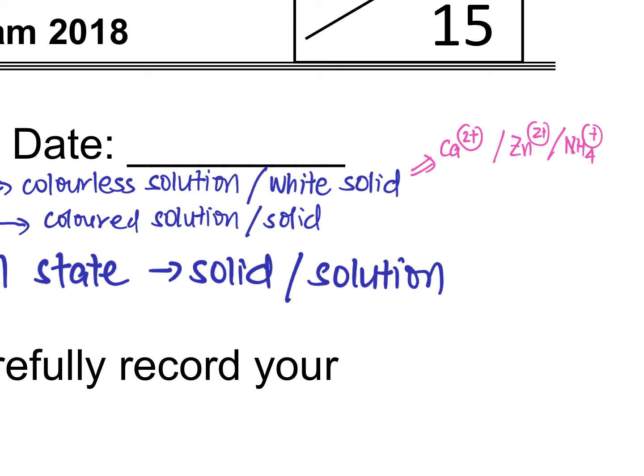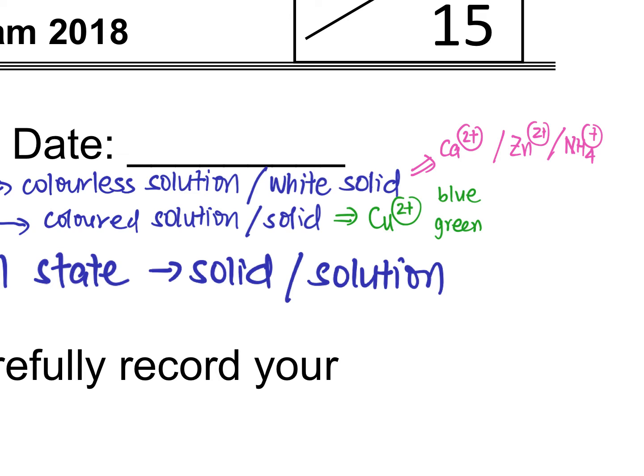Okay, then if it's a colored substance, or a solution, then chances are that you can be looking at your copper 2+. What's the possible color for copper 2+? What's the most common color for copper 2+ solution? Blue. Yeah, it's likely to be blue. If not, it can be green. Yeah, copper 2+ solution can be green.